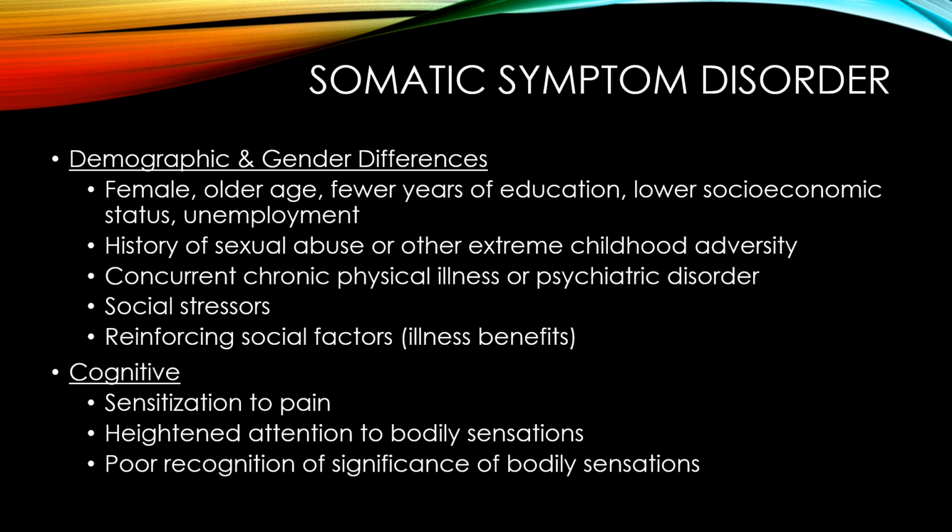We also have some other notable risk factors here. When we look at some of the most associated and higher risk demographics, and also our gender differences, we see that the highest risk population is going to be someone of female gender, older age, fewer years of education, lower socioeconomic status, and also being unemployed. Now, female gender is associated with a higher risk because women in general do tend to report more somatic symptoms when compared to men, and often the experience of somatic symptoms is more severe as well. We also have the other list there.